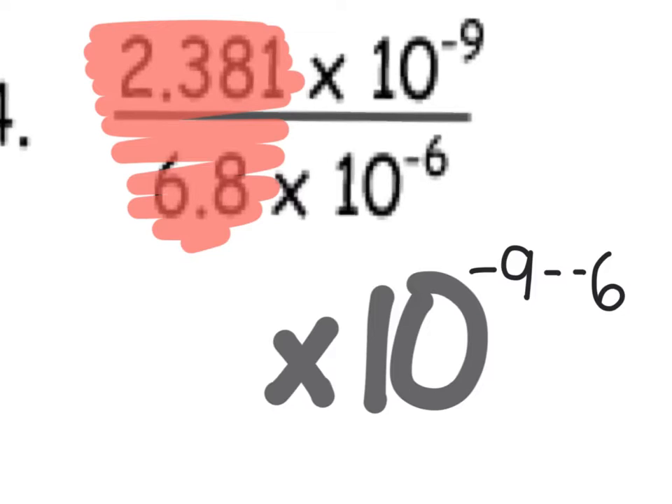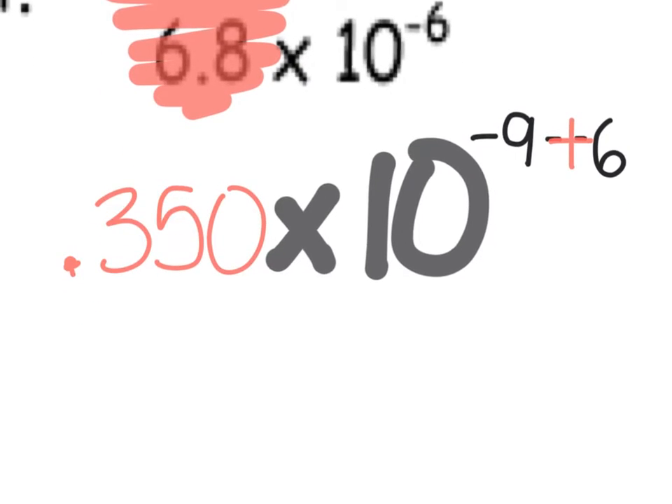Go ahead, Lee. I make it an addition sign. Very good. So it turns into negative 9 plus 6. So what's the front half look like? What's 2.381 divided by 6.8? Go ahead. 0.350.